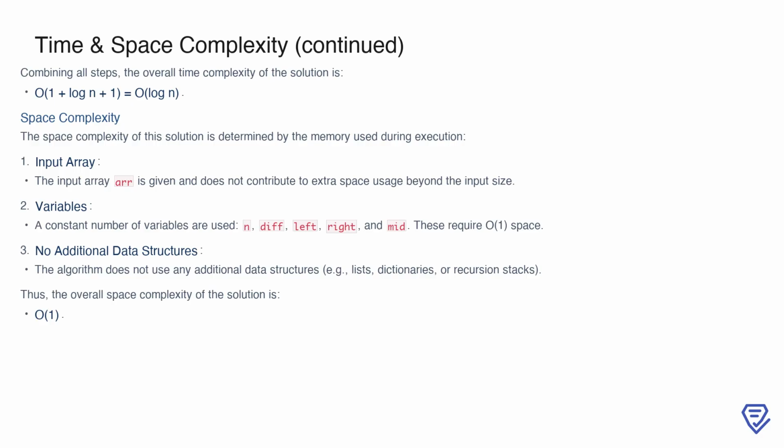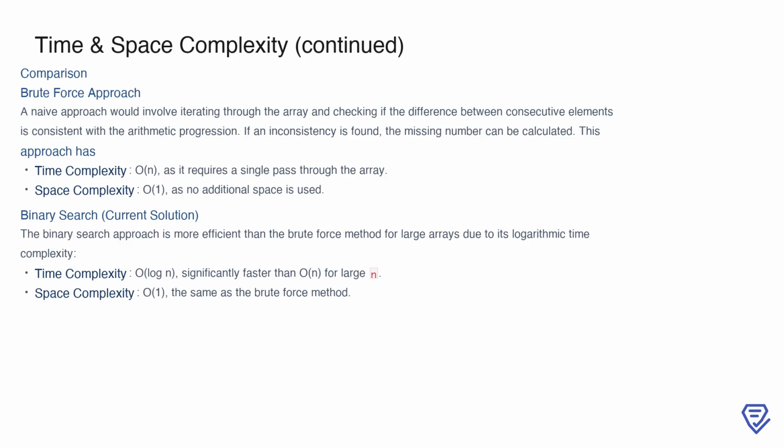space throughout its execution. When comparing this optimized binary search approach to a brute force method, the difference in efficiency becomes clear. In a naive solution, we would iterate through the array to check whether the difference between consecutive elements matches the expected arithmetic progression. If any inconsistency is found, the missing number can be calculated. However, this approach requires a single pass through the entire array, leading to a time complexity of O(n). The space complexity of this brute force method is O(1), as it does not use any additional memory.